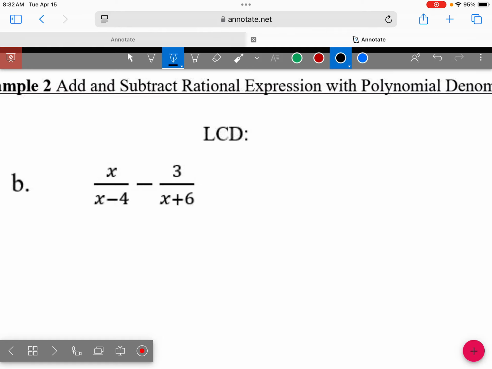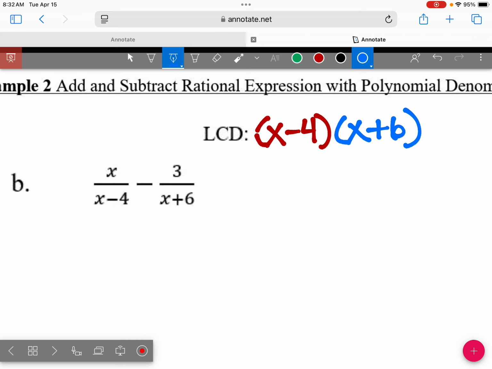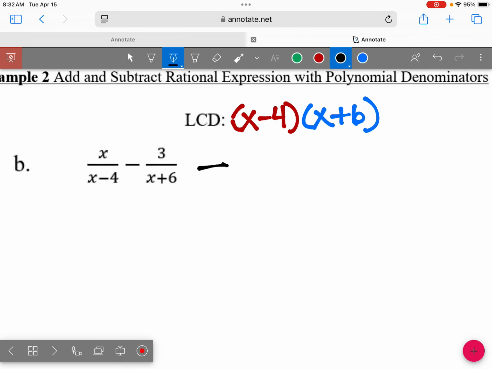Now we're subtracting. My LCD is x minus 4 and x plus 6. All right, what do you think I'm multiplying this first fraction by? Keep in mind, my denominator needs both of these. So what do you think I'm missing down here? I have an x minus 4, but what don't I have? X plus 6. Now we're starting to sound more like a choir, so I know we're getting it.